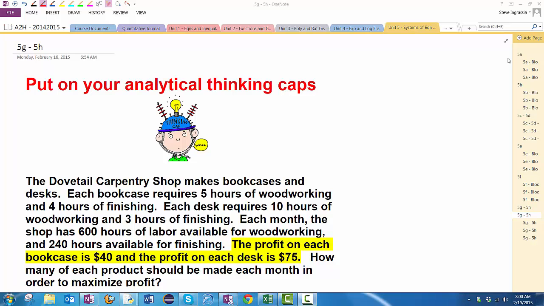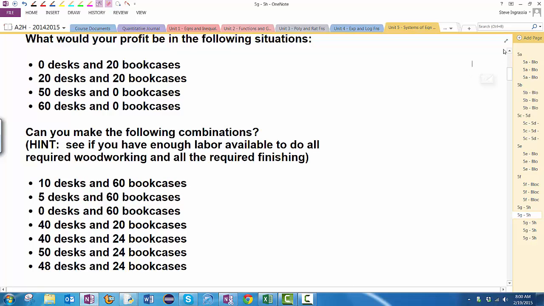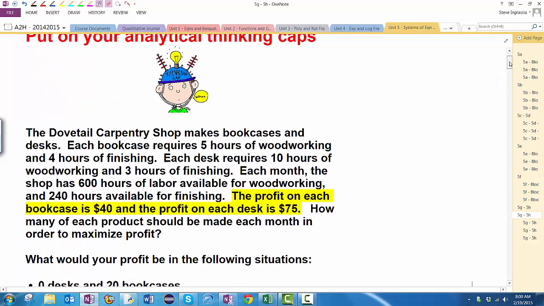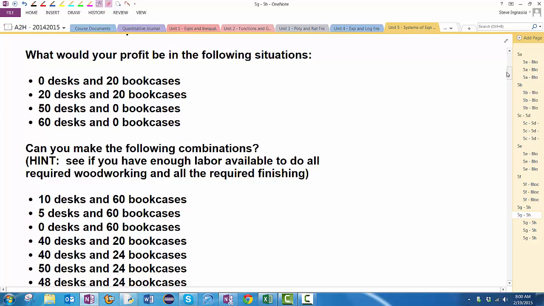Now obviously they're going to make more if they sell more desks, but they may not have enough labor available to make all those desks, so maybe it'll be better for them to make some bookcases and some desks. We're going to figure out how that works over the next 15-20 minutes or so. So let's do some analysis right here. I want you to find out, what would your profit be in the following situations? If they made 0 desks and 20 bookcases, 20 desks and 20 bookcases, 50 desks and 0 bookcases, and so on.